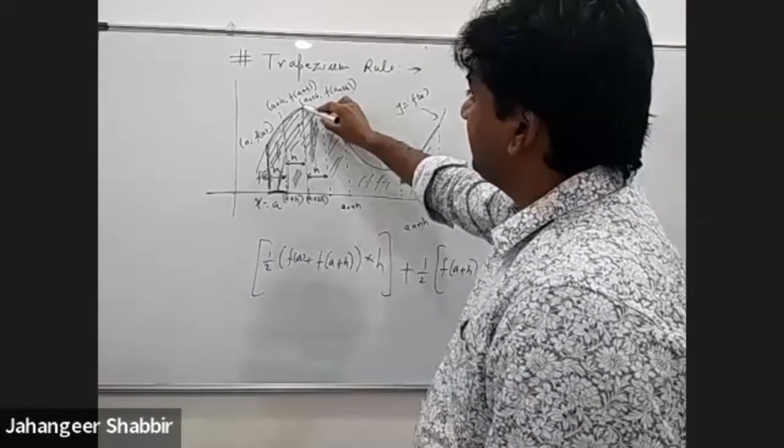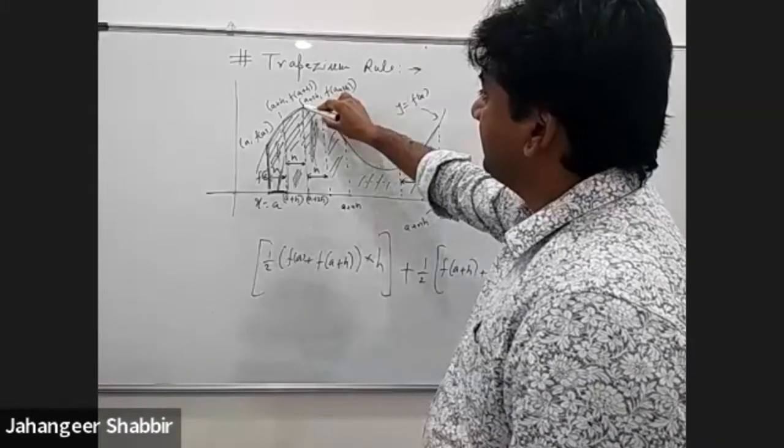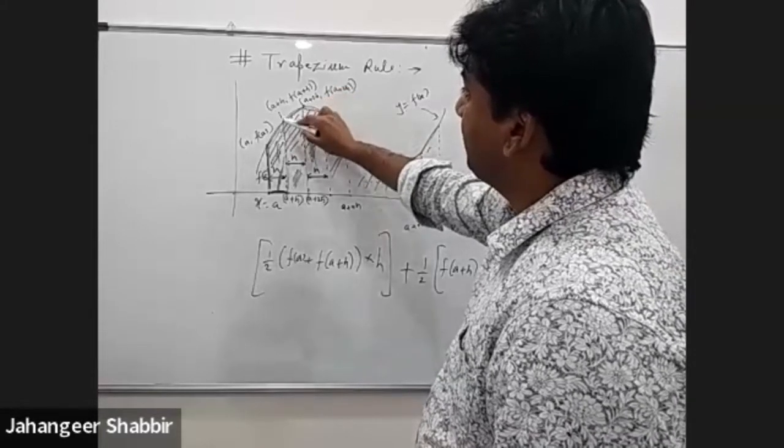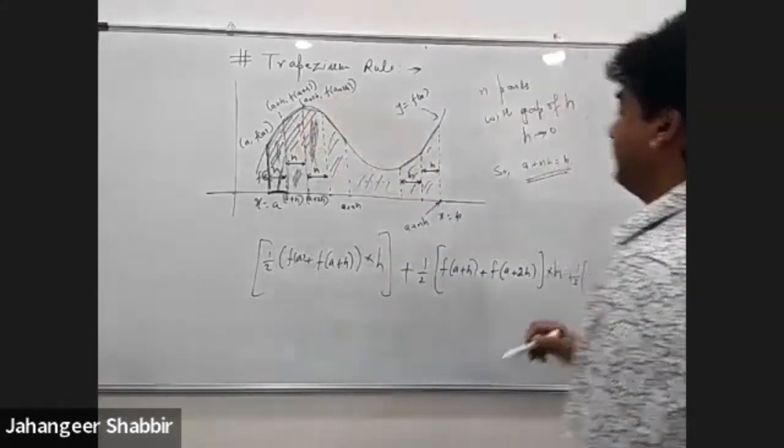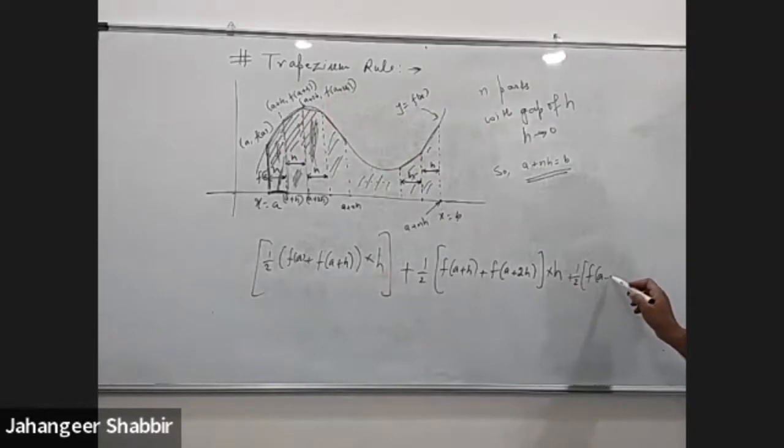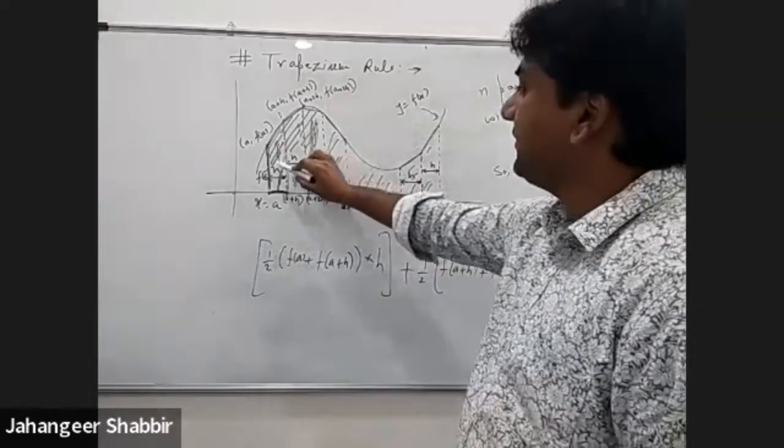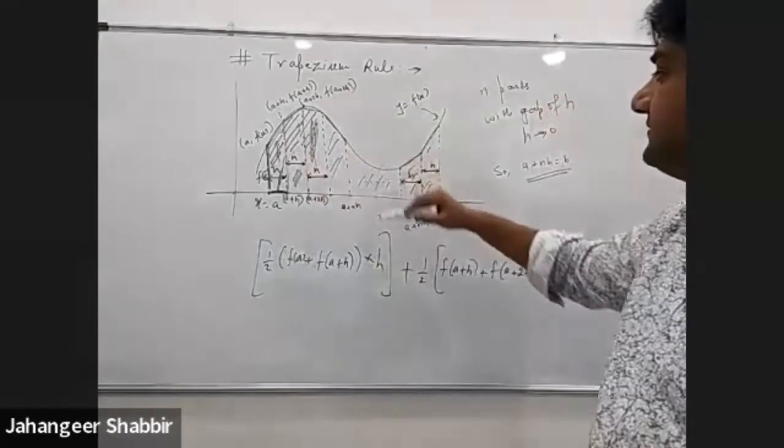Half times f of 2a plus 2h. This is f of a, this is f of a plus h, this is f of a plus 2h. Yes, next plus f of a plus 3h, then times height, right? Similarly, we will find the area of this, all the trapezium areas we will have.